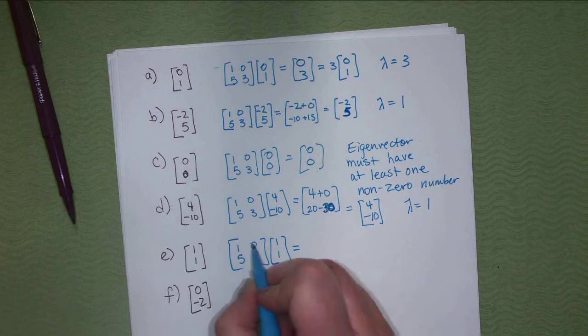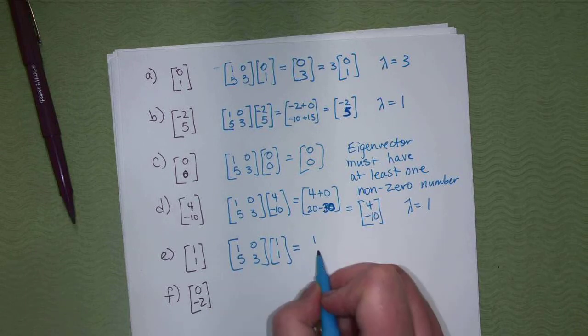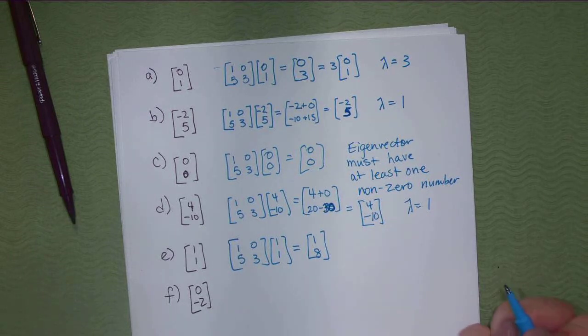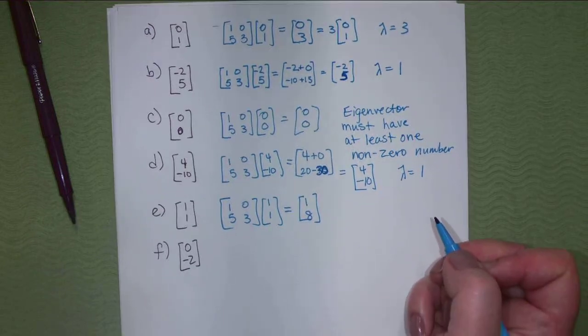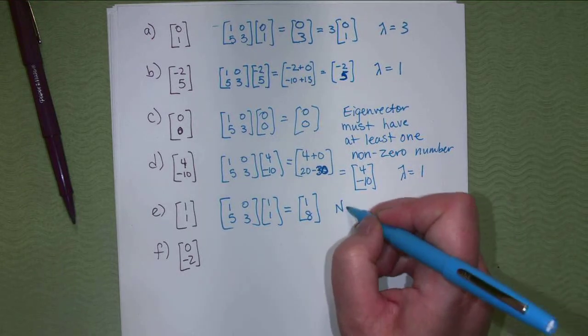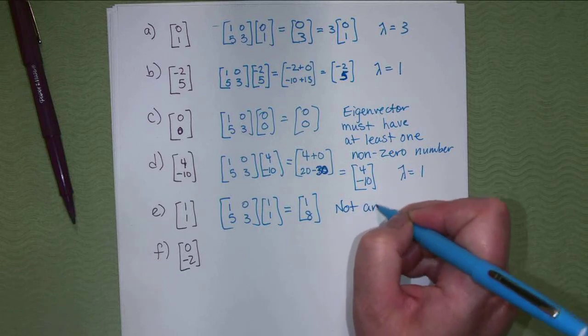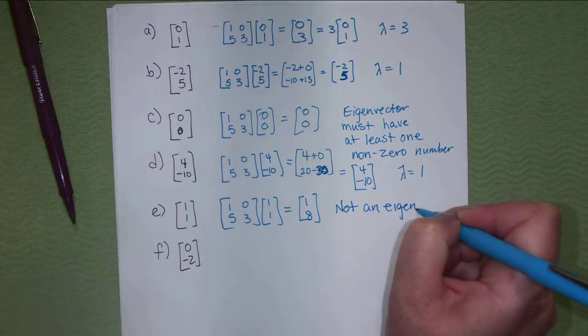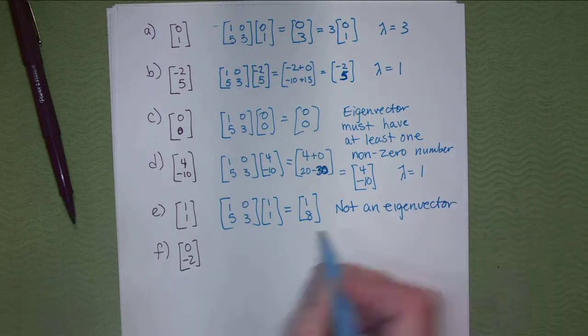So 1 plus 0 and 5 plus 3. No. Not an eigenvector, because it's not a multiple.